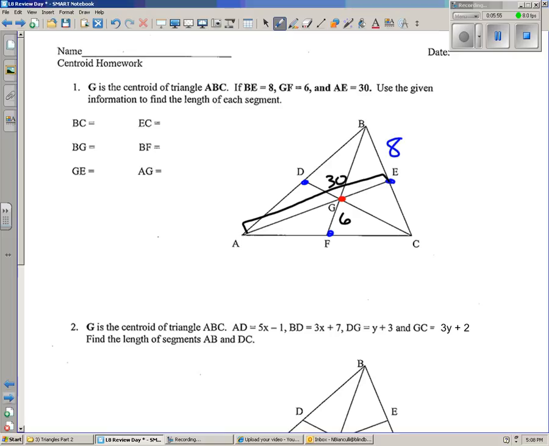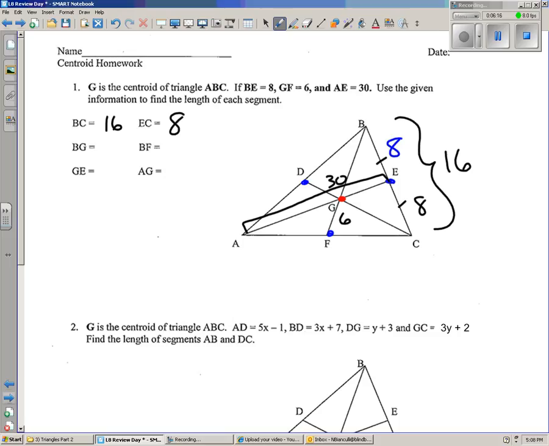And they want us to find certain things. So BC. Well, BE is 8 and E is a midpoint, so BE and EC are equal. So EC is 8, which makes BC 16. And EC is 8. So those are out of the way now.